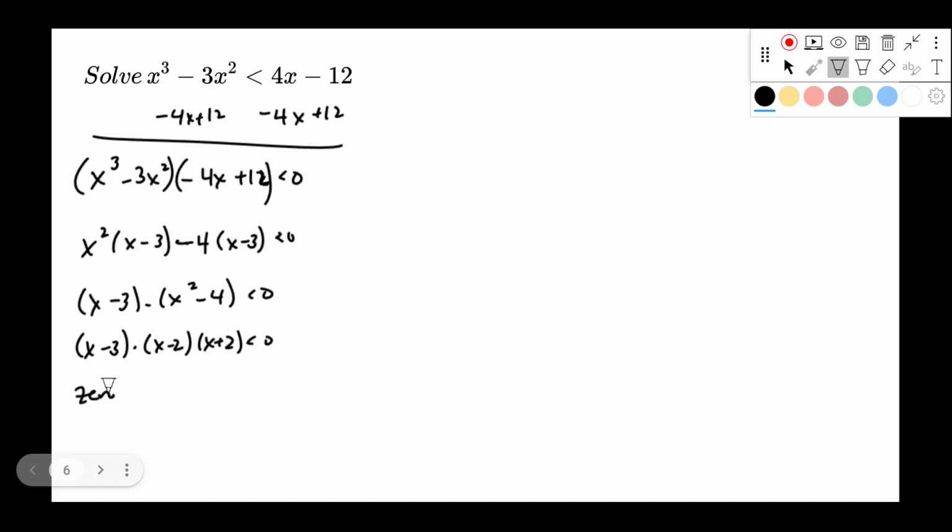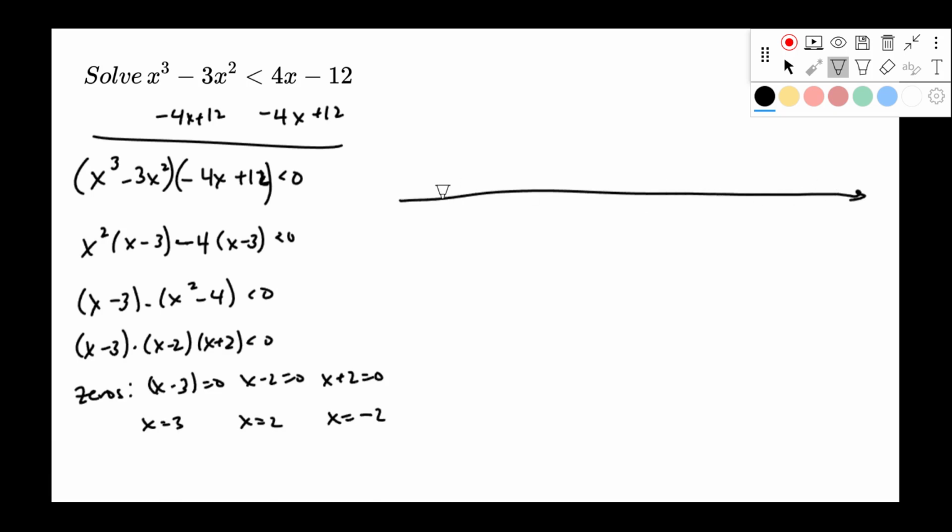Let's find those zeros. So we want x minus 3 to be 0, x minus 2 to be 0, x plus 2 to be 0. So we get -2, we get 2, we get 3. There are 3 zeros now. So let's take this number line here. We have -infinity, positive infinity. Let's write them in order. We have -2 first, then we have 2, then we have 3, and we make 1, 2, 3, 4 intervals now to work with. We're going to have to test in 4 different intervals.